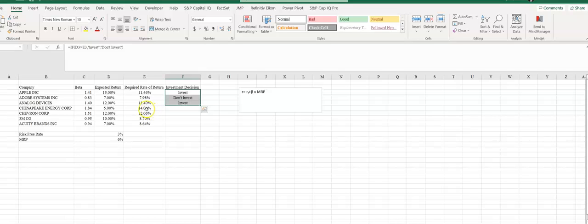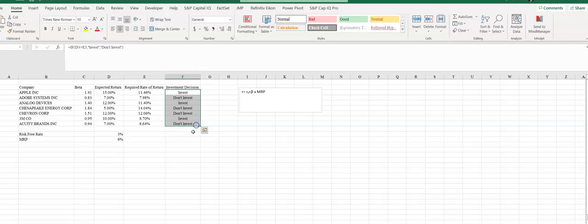And then we could check this one, the Chesapeake Energy Corporation. The required rate of return is 14.04%, but the expected return is only 5%. Obviously, it doesn't nearly cover the risk that we are taking, so we should not invest. So let's see what results we get. Don't invest, as we expected.